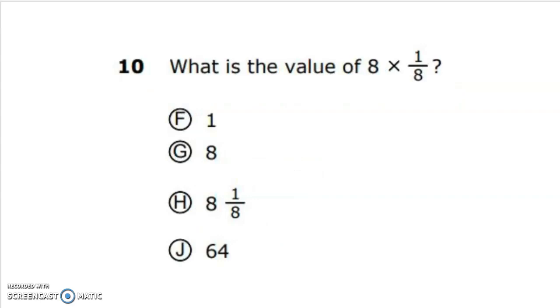Number 10. What is the value of 8 times 1/8? F. 1. G. 8. H. 8 and 1/8. J. 64.